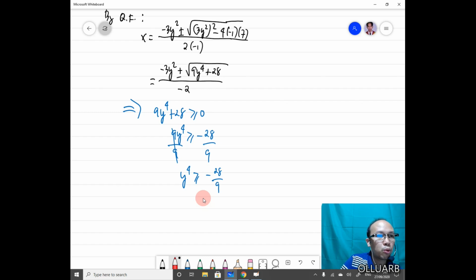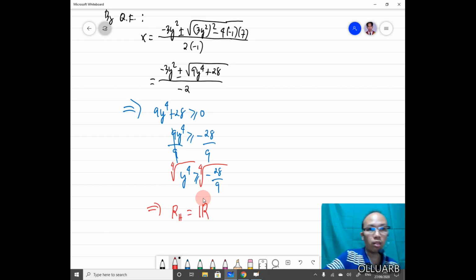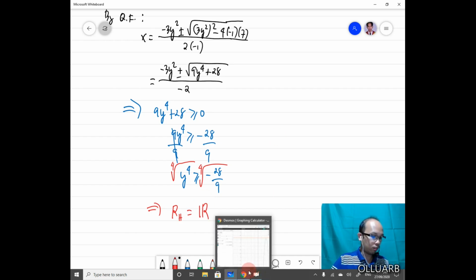But if you force yourself to take the fourth root of both sides, if you use your calculator, the right hand side is undefined. So this means that our range, the values of y for which x is defined, is all real numbers. So from here the range of the function is all real numbers. So let's look at the graph.